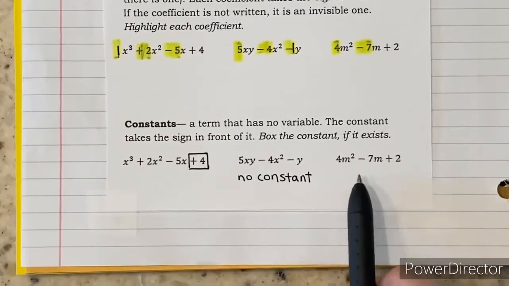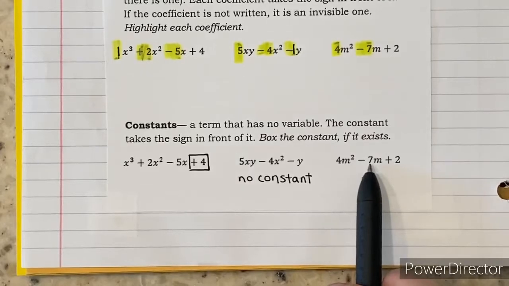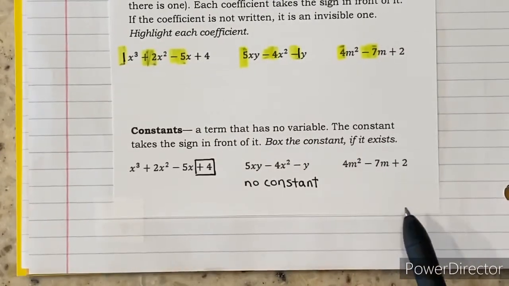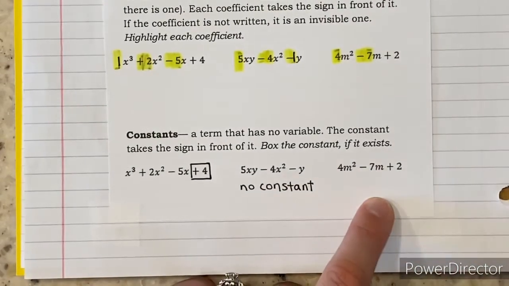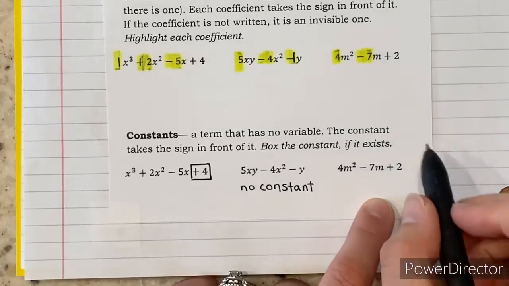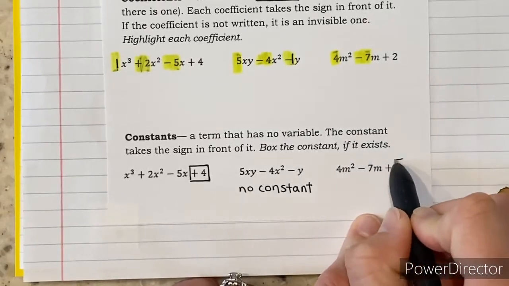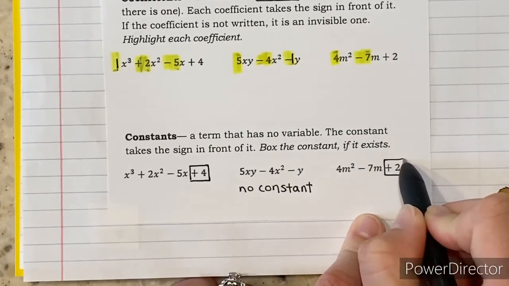And our third one, we have 4m squared minus 7m plus 2. Remember, for a constant, we're looking for just a number by itself, and here's a little trick, it's usually always at the end. If it's written in standard form, it's always going to be at the end. So this plus 2 right here is our constant.